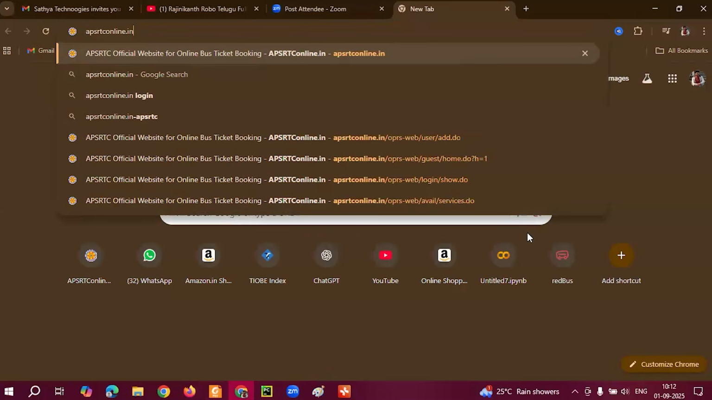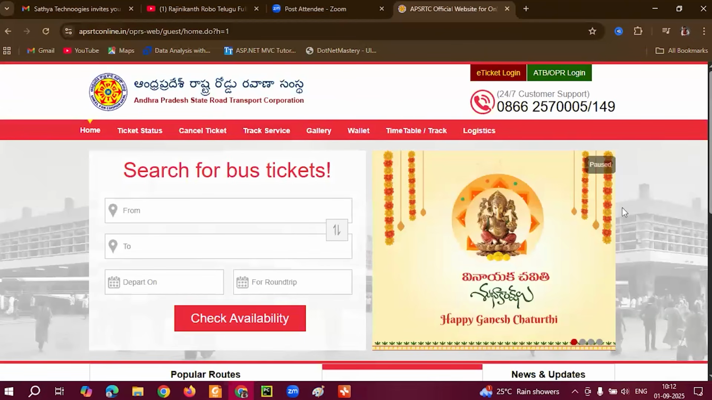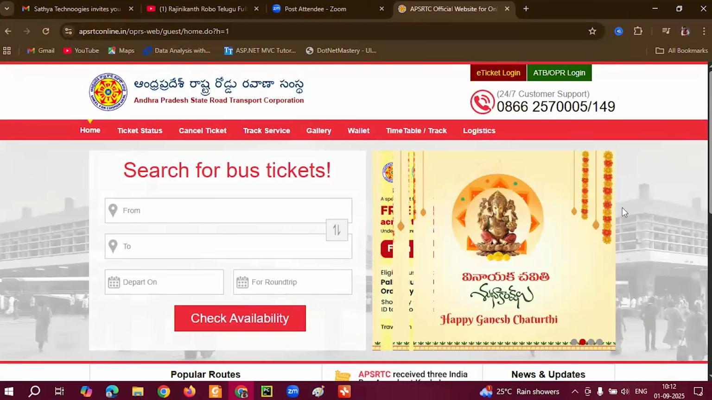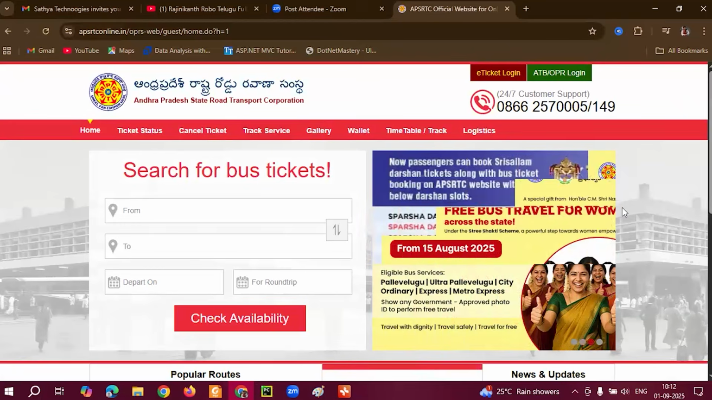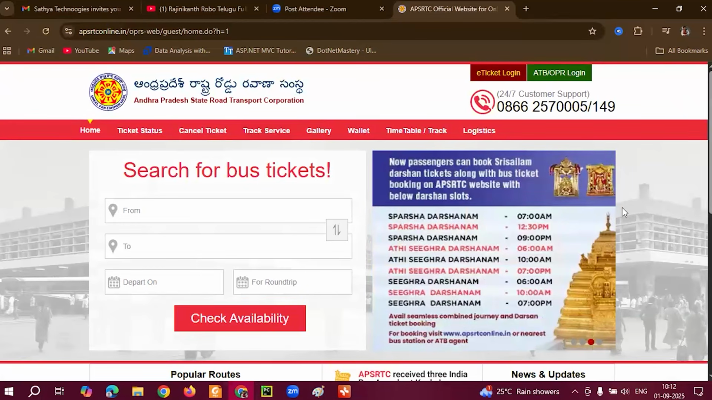In the browser area, I just typed APSRTC and pressed Enter. Now, what happened in this scenario? In the browser, I typed apsrtc.com. Whenever we entered apsrtc.com from the browser, one request went to where?